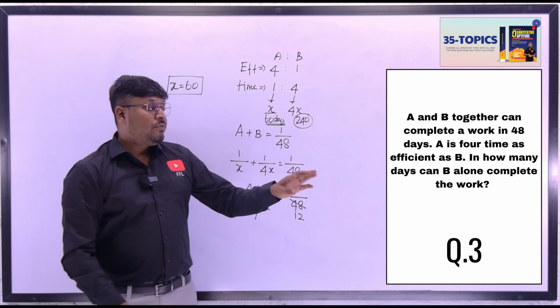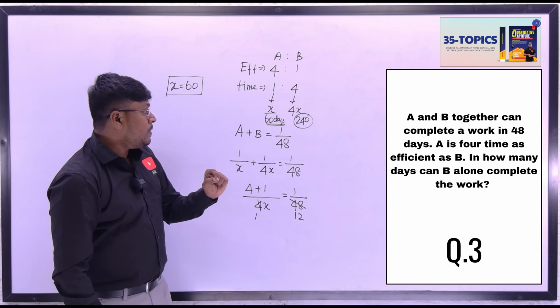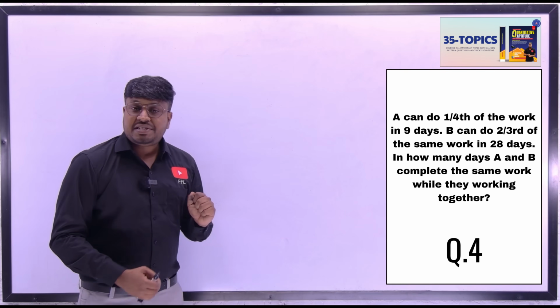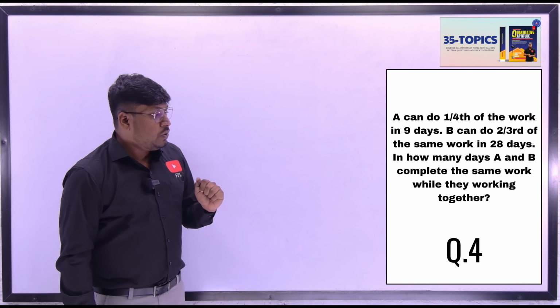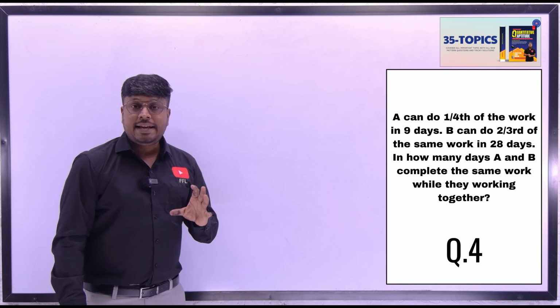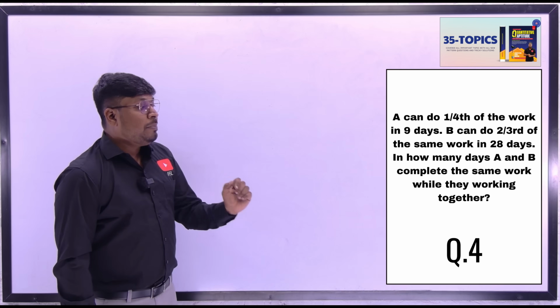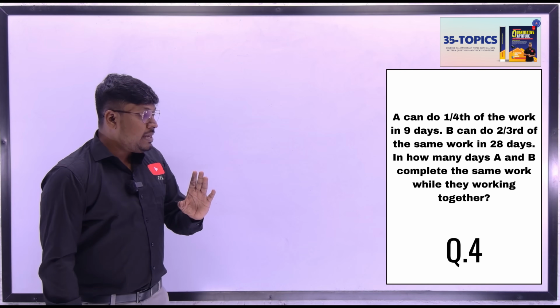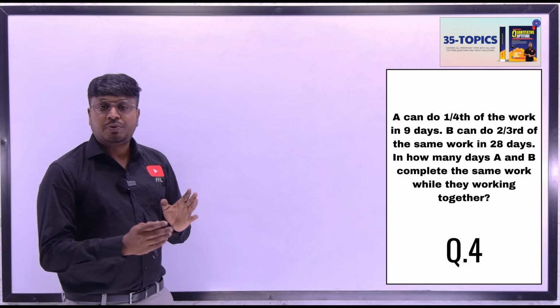So finally, the answer for question number 3 is that B alone can complete a piece of work in 240 days. Next question. A can do 1 by 4th of the work in 9 days. B can do 2 by 3rd of the work in 28 days. In how many days will A and B take to complete the work working together?